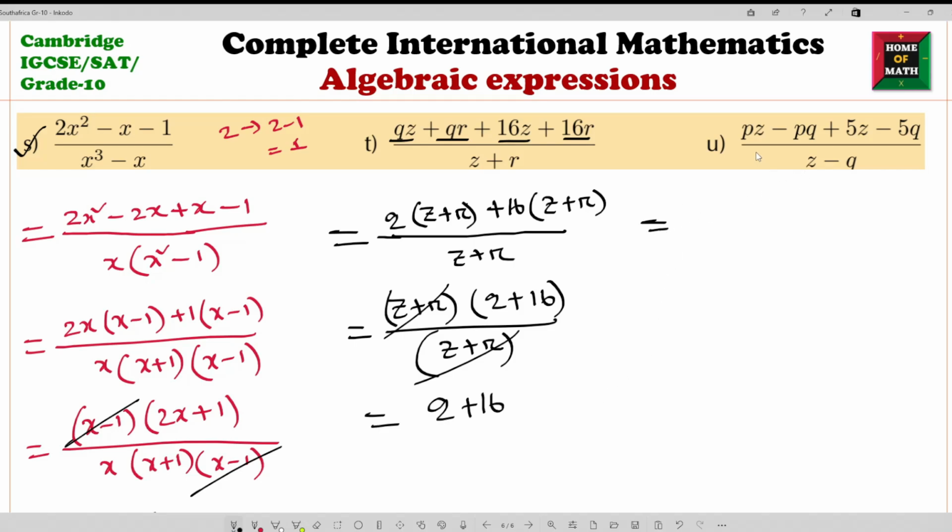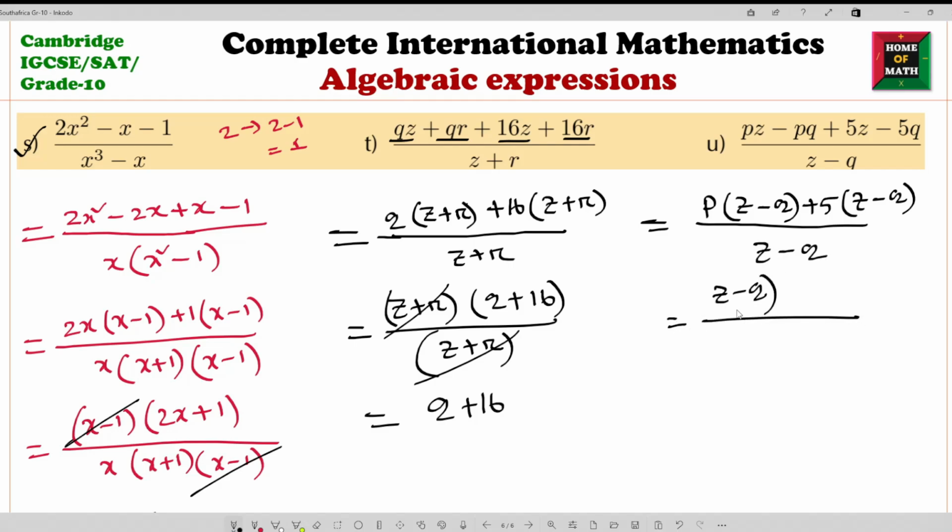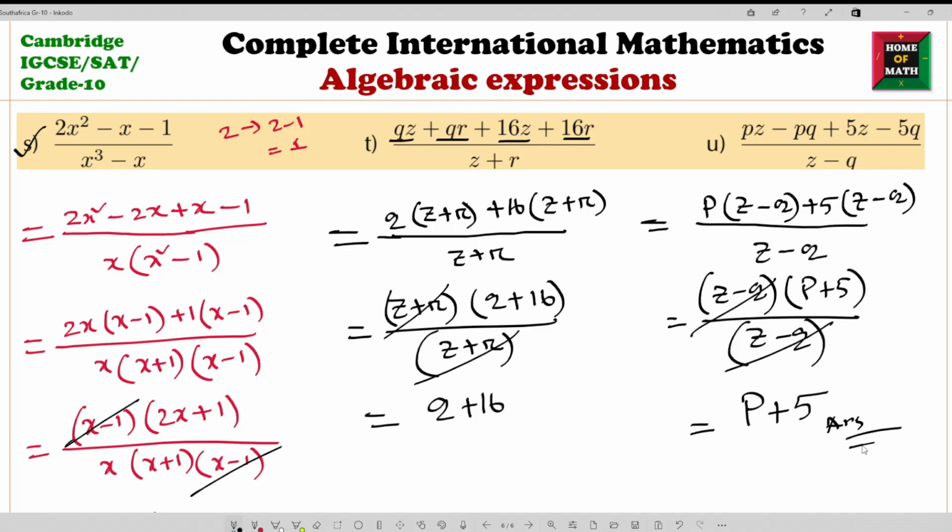Number U. pz minus pq plus 5z minus 5q. Similar thing. So we can take common p, so z minus q, and here we can take common 5, again z minus q, divided by z minus q. So here is z minus q times p plus 5, and here z minus q. So this one and this one out. Answer is p plus 5. Okay. So number U done.